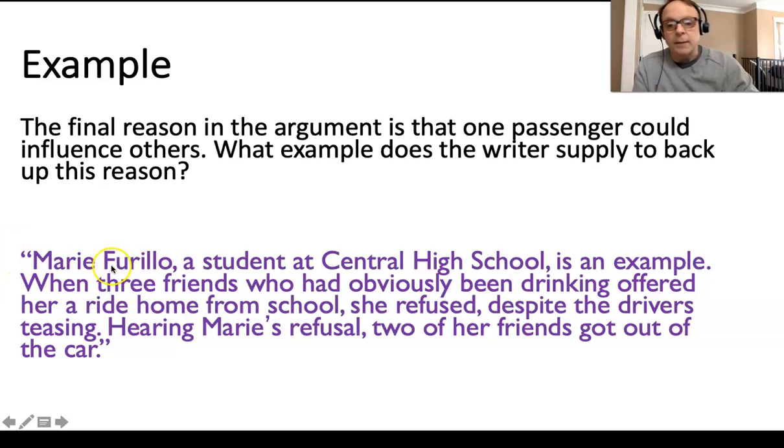And we have this example, just one student, but Marie Ferriot, a student at Central High School, is an example. When three friends who had obviously been drinking offered a ride from school, she refused despite the driver's teasing. Hearing Marie's refusal, two of her friends got out of the car too. So it's sort of just like, that's a small example, but it's still personal. We might even call this an anecdote sometimes, a story of a friend. And that's perfect to use in an essay, as long as that's not the only kind of evidence you're providing, but it can work. So one more example.